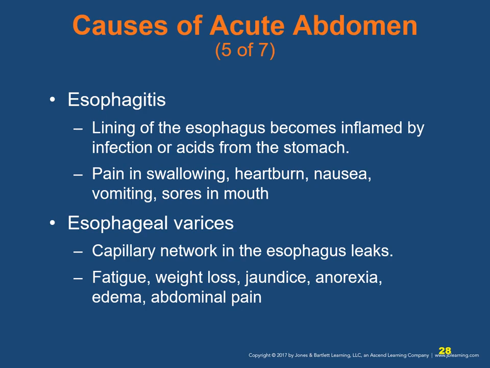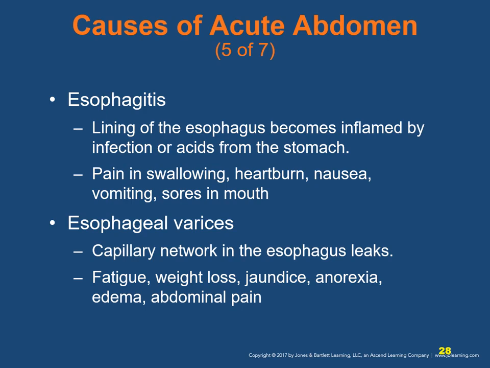There's also esophageal varices. Esophageal varices occur when the amount of pressure within the blood vessels surrounding the esophagus increases. When the blood flow is blocked in the portal vessels, vessels dilate, causing the capillary network of the esophagus to begin leaking. If that pressure continues to build, the vessel walls may fail, causing massive upper gastrointestinal bleeding and hematemesis.